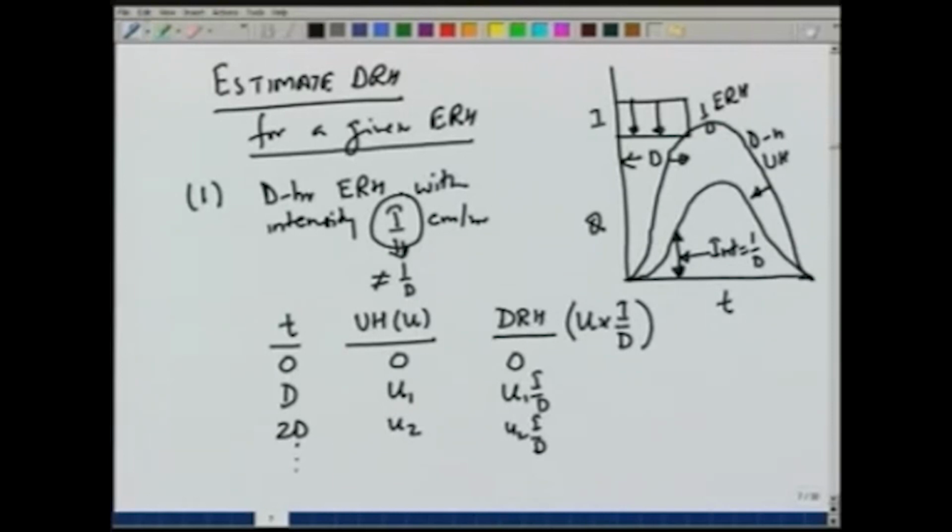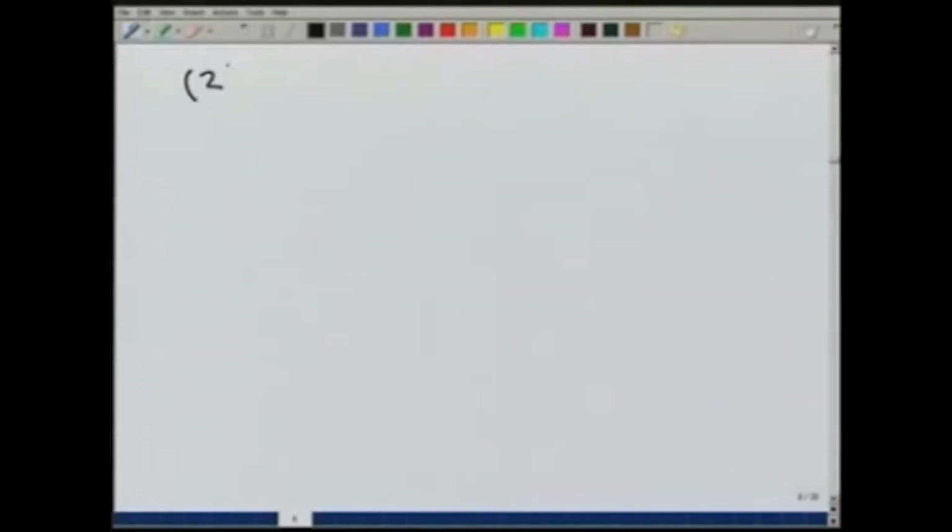the hydrograph will look like this. So, all the ordinates will be multiplied by 1.5. Now, this was the simplest case where the duration of the rainfall was the same as the duration for which we have derived the unit hydrograph. There may be cases when the duration is more than D or less than D.